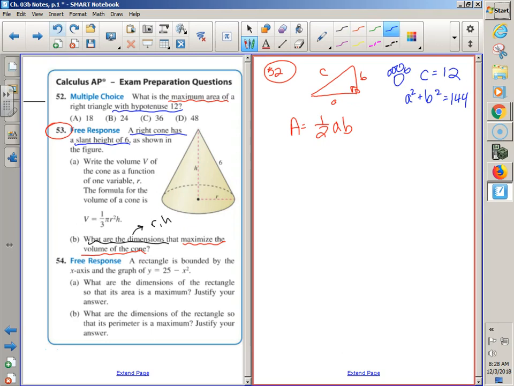What do you guys do? Solve for a or solve for b? Sure. So a is equal to the square root of 144 minus b squared. Now I can go ahead, oh, there's a square root.